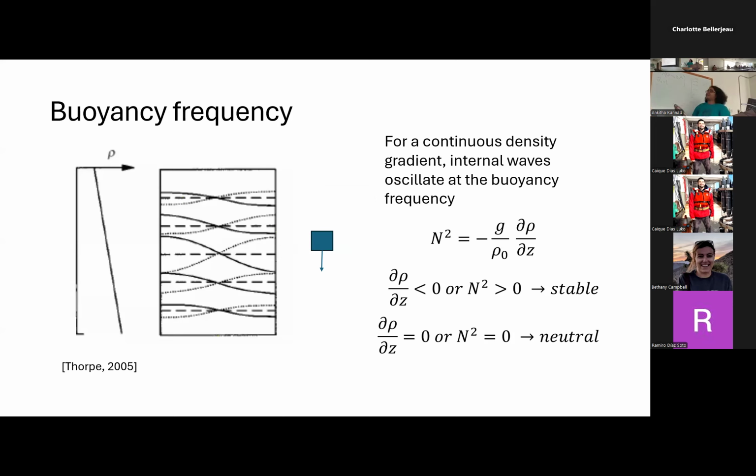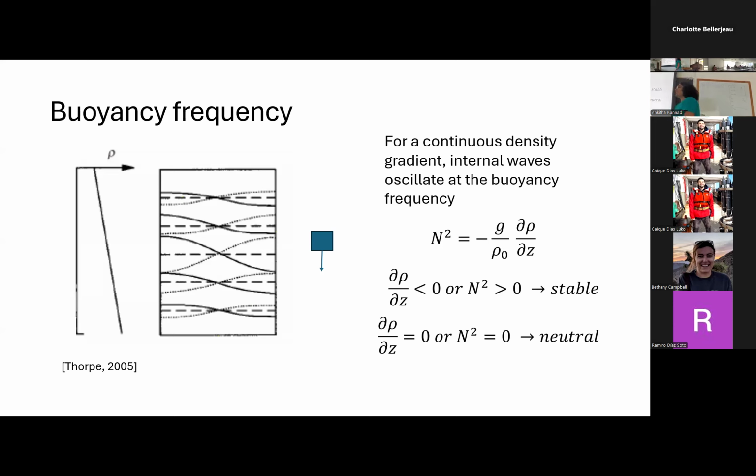Yeah, so now if you have a sort of continuous gradient, and we've talked about this a little bit, the frequency at which these natural perturbations of the water column occur is described by the buoyancy frequency, which was brought up a little bit yesterday. In a scenario where you have a negative density gradient, your buoyancy frequency is positive. It's stable. It just indicates that it's in a stable equilibrium.